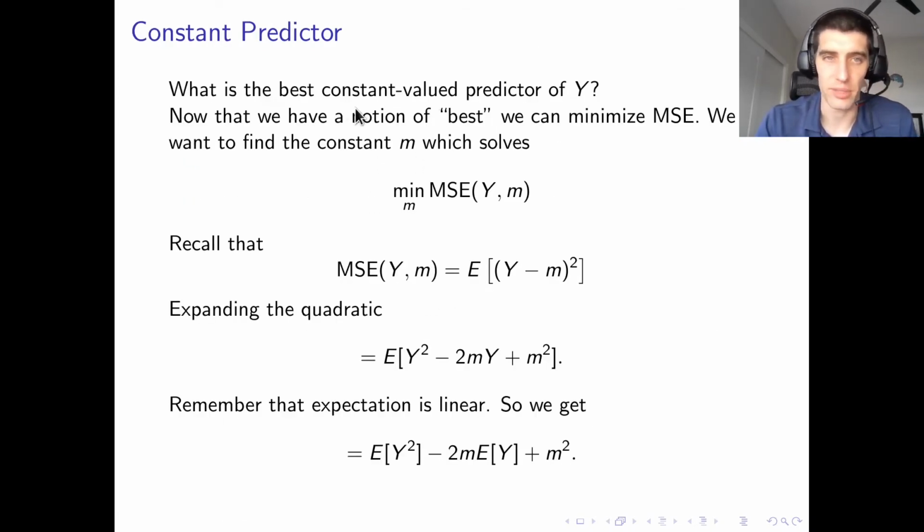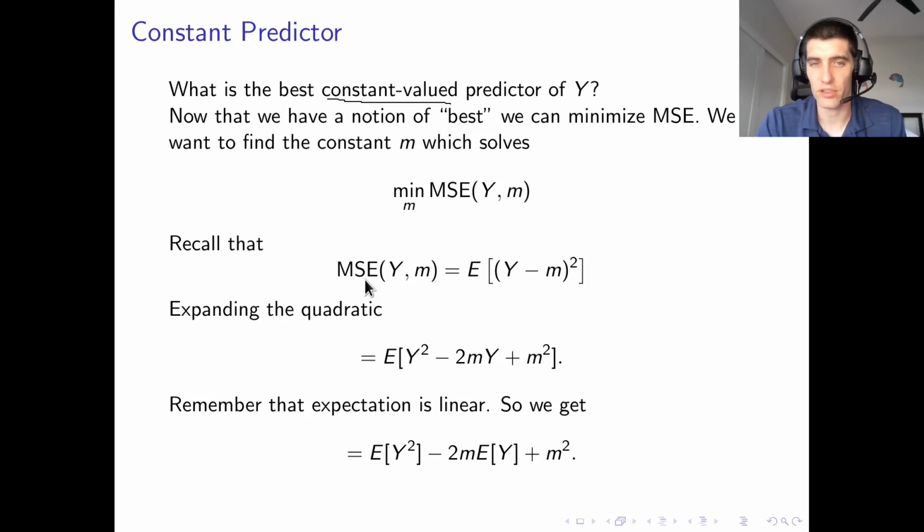And speaking of deriving optimal estimators, that's what we turn to now. So question: what is the best constant valued predictor of y? Okay, y is a random variable, and I want to find the best constant predictor. We have a notion of best because we've defined an error. If we want the best predictor, we should have the one with minimum error. That is mean squared error. So we're going to find the constant m which minimizes the mean squared error between the random variable y and some constant m.